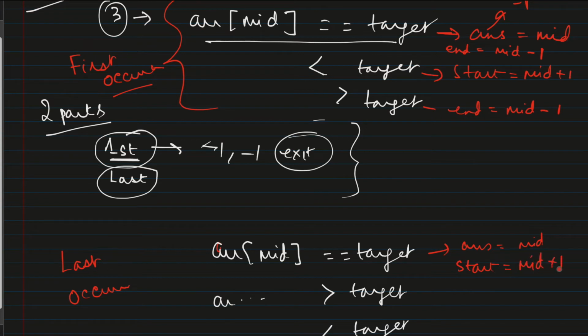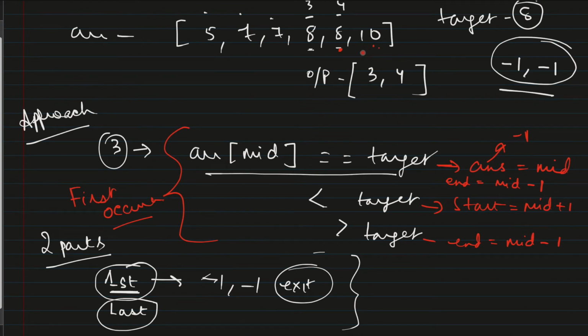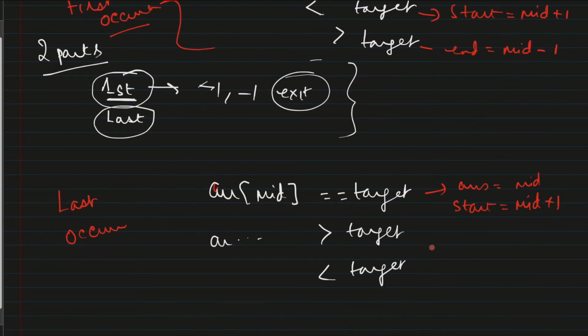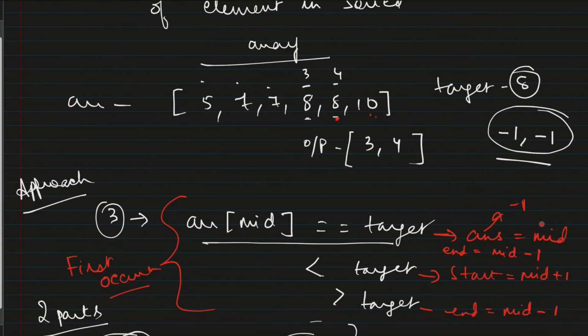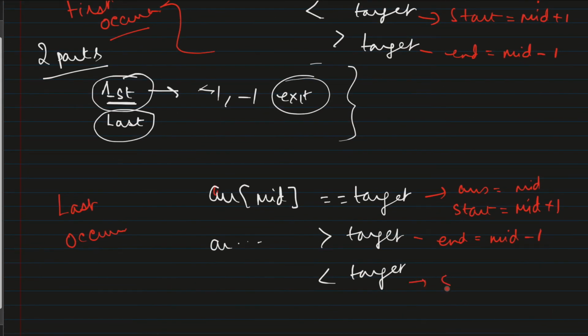If it is greater than target, again, I am at 10. If I am at 10 and 10 is greater than 8, so I have to go left side. So that logic is going to be still the same. So end equal to mid minus 1. And if it is lesser than target, it's the same thing. Start equal to mid plus 1.